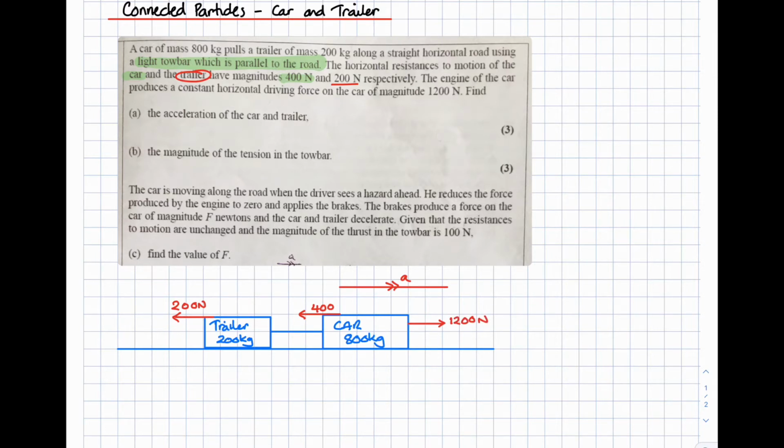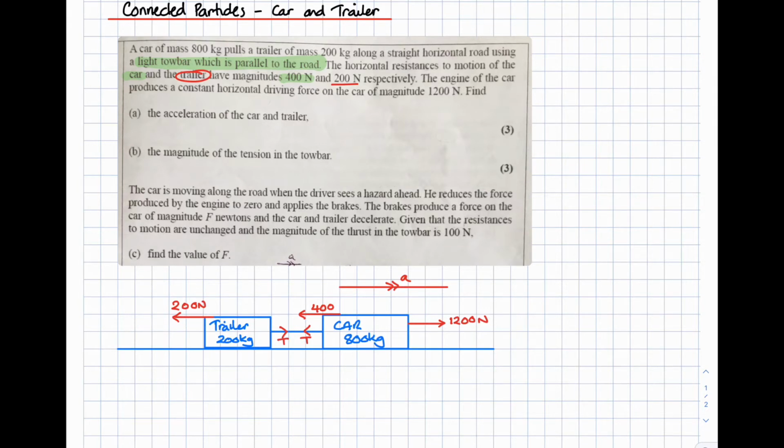And we do have another force that we haven't yet included. The trailer is connected to the car by this light tow bar which is parallel to the road. So there's going to be tension in the tow bar. Clearly, if the car is producing a driving force, we obviously want the trailer to be attached to the car. So we don't want the trailer to separate from the car, and therefore we are going to have tension forces in the tow bar acting towards each other.